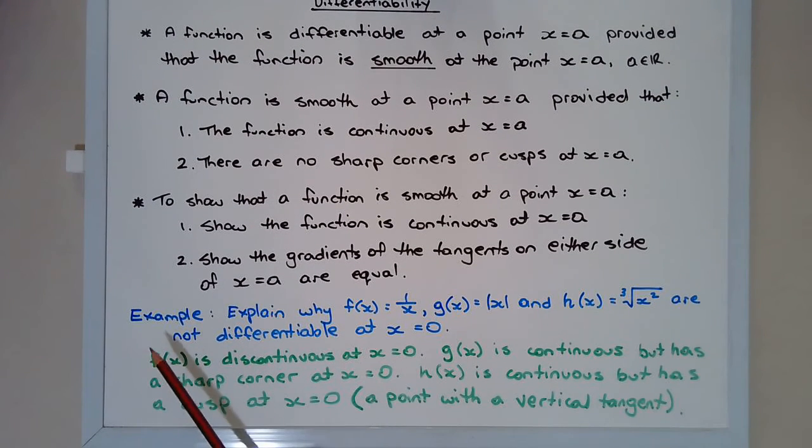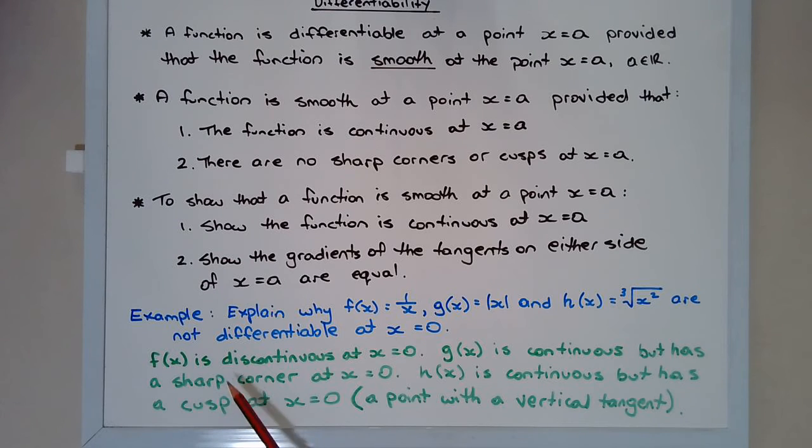Let's have a look at an example. Explain why f of x equals 1 on x, g of x equals absolute value of x, and h of x equals the cube root of x squared are not differentiable at x equals 0. I would invite you at this point, if you'd like to pause the video, you may graph these using any graphing software and have a look for yourself.